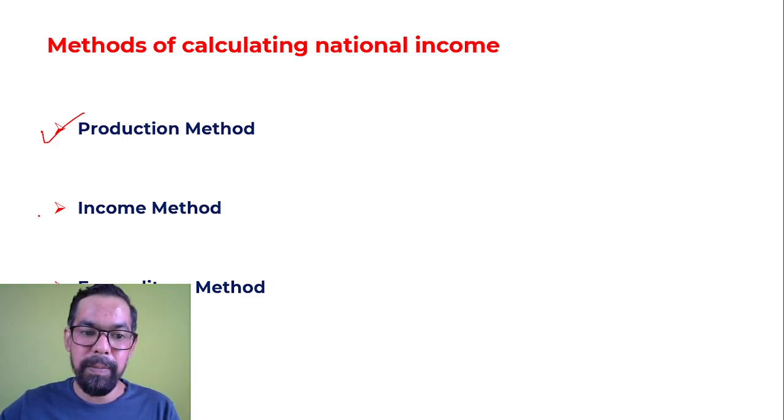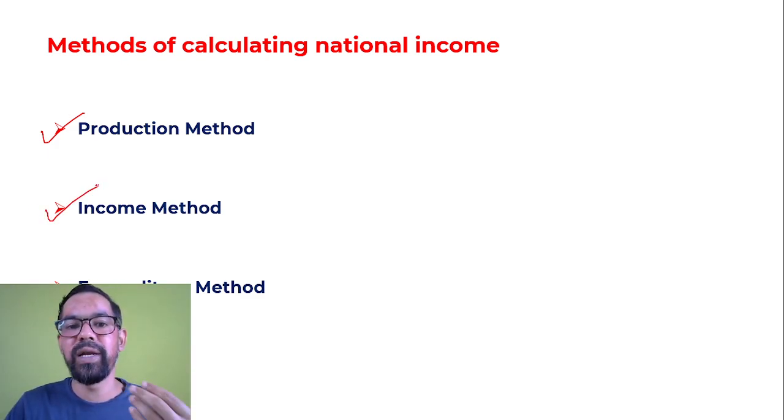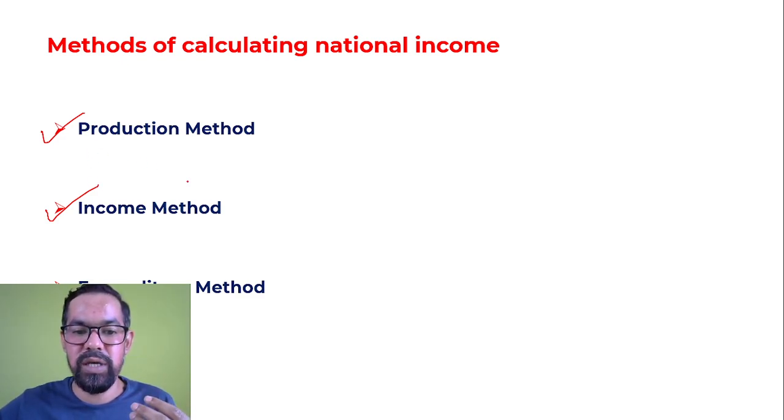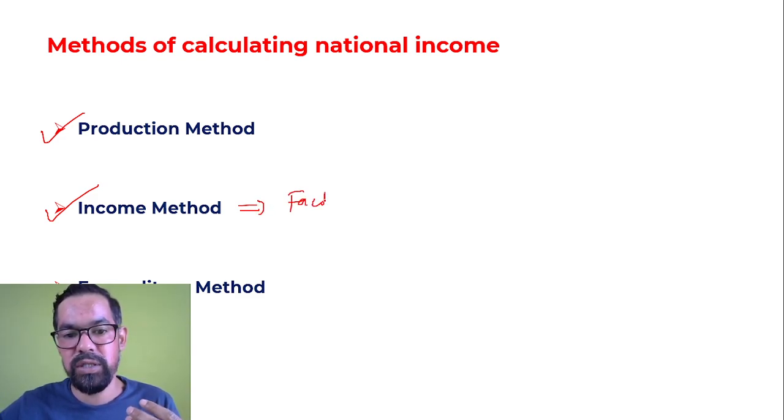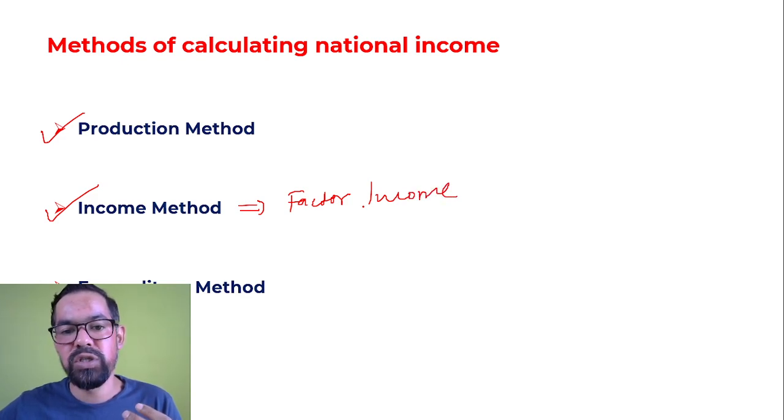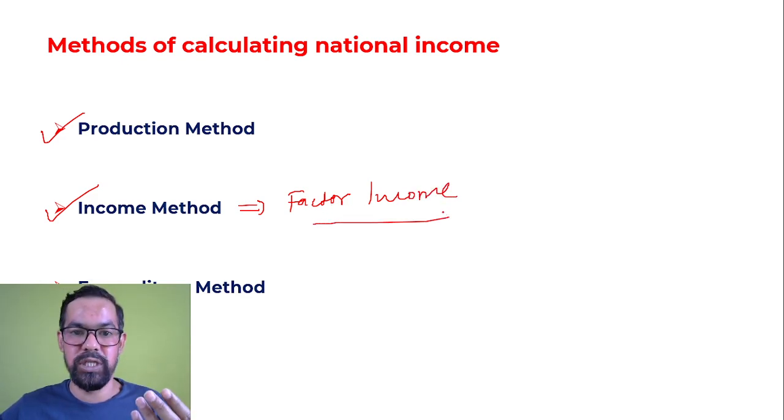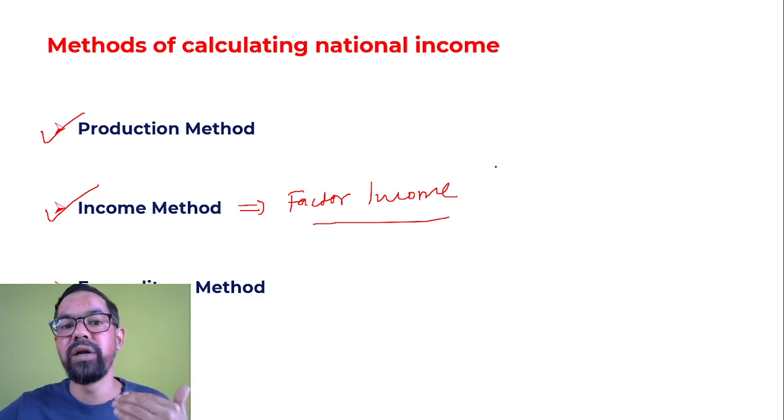Second one is the income method. If you talk about income, we have sources of income, which are also known as factor income. Okay, whenever you study economics and talk about factor income or sources of income, we have four sources. These are land, labor, capital, and entrepreneur.